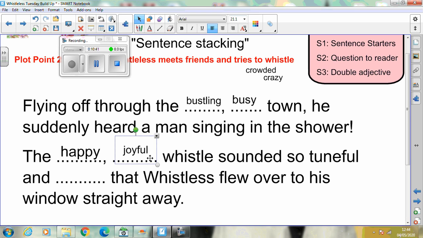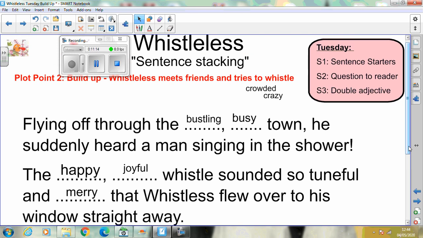The happy, joyful whistle sounded so tuneful and I'm going to put merry here to reinforce the fact that the man is really happy. And it's a lovely sounding whistle that's attracted Whistleless's attention because he wants to whistle just like that. There we go. The happy, joyful whistle sounded so tuneful and merry that Whistleless flew over to his window straight away. And there we have it. I've stacked up 3 new sentences to add on the next part of my story. Let's see how it all comes together then.